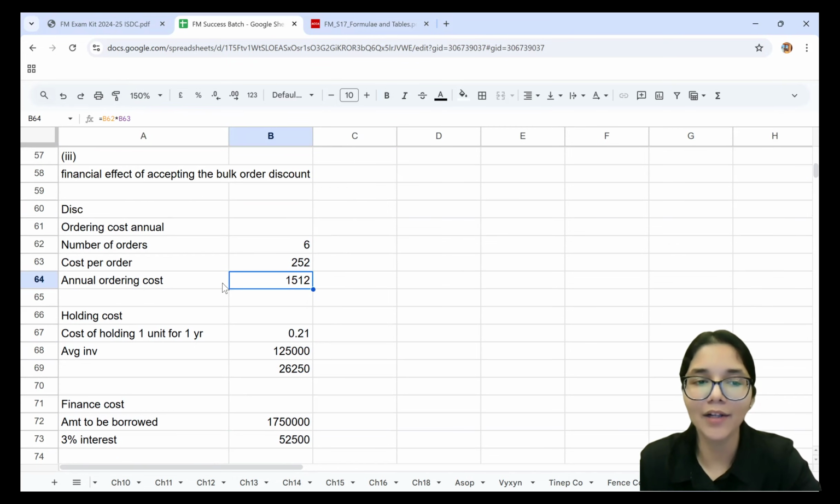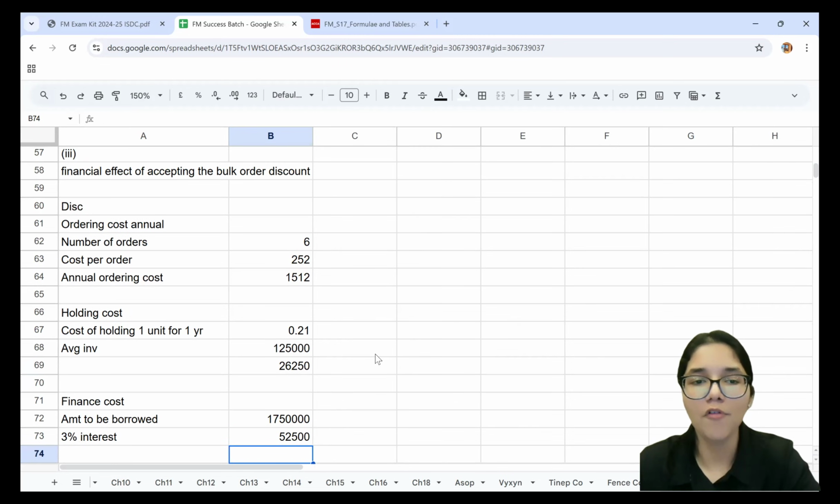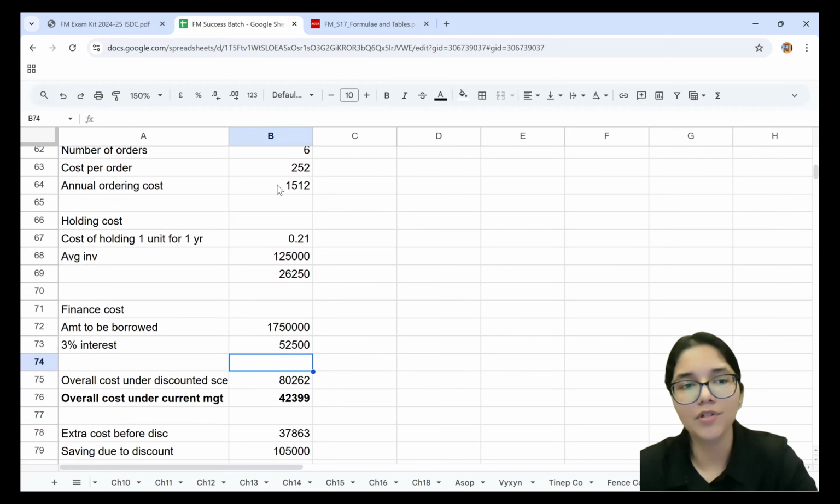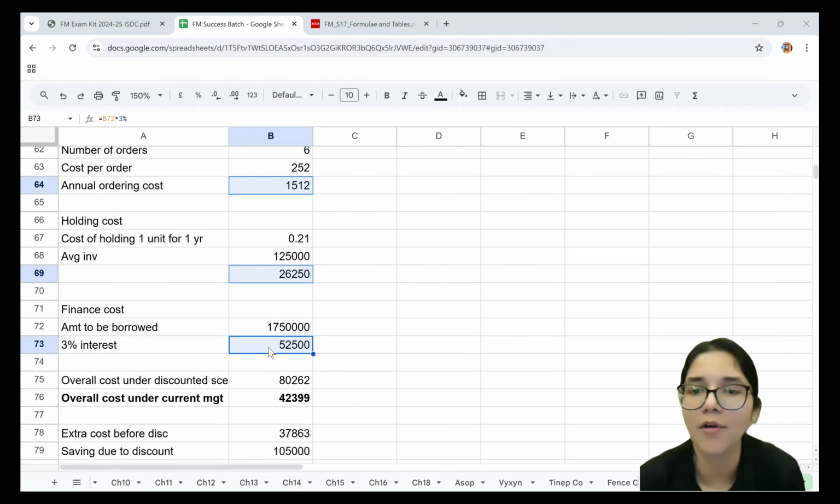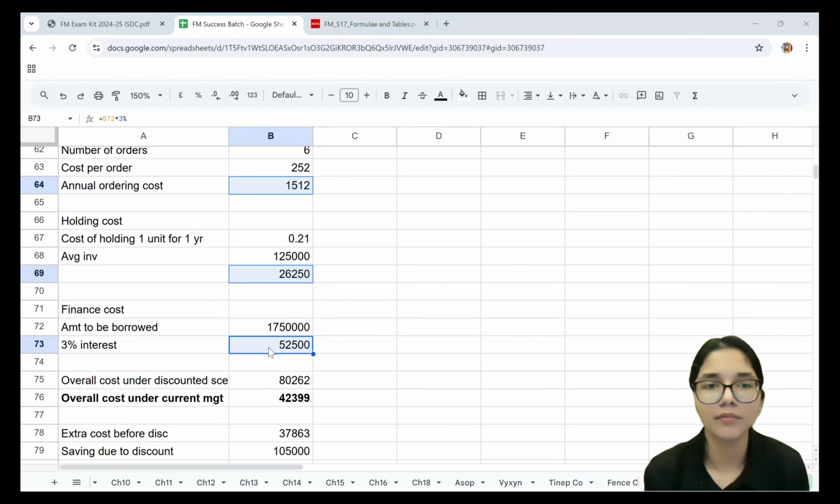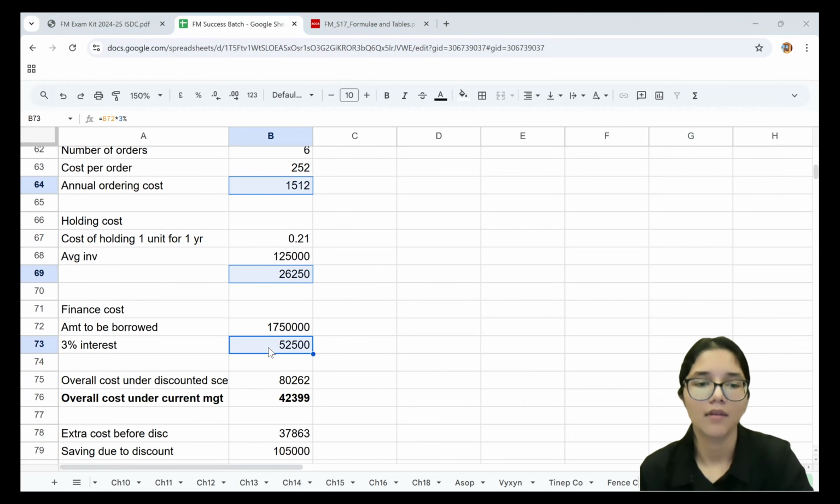So one by one, I calculated that my ordering cost will look something like this. My holding cost will total up to this figure. And then my finance cost will look like this. So I've just done a total of all three of these numbers, ordering cost, and then I added the holding cost, and then I added the finance cost. Just the total of this is the total cost under the discounted scenario. You can see here.